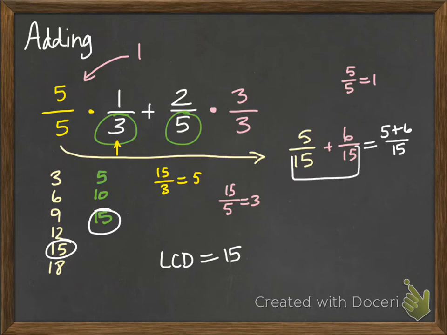So these don't add, right? That stays the same. It's just the top parts that add. So 5 plus 6 gives me 11, so this is 11 over 15.